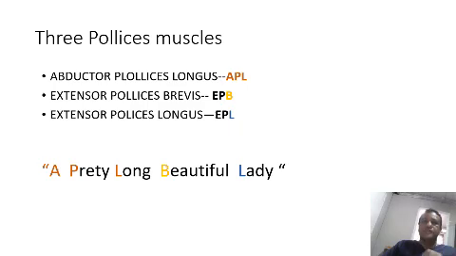Their anatomical arrangement also makes them clinically significant in conditions like tenosynovitis, scaphoid fracture, or radial nerve palsy. Understanding their coordinated function helps us to appreciate the complexity of thumb movement. And please remember the mnemonic I mentioned earlier also, a pretty long, beautiful lady.